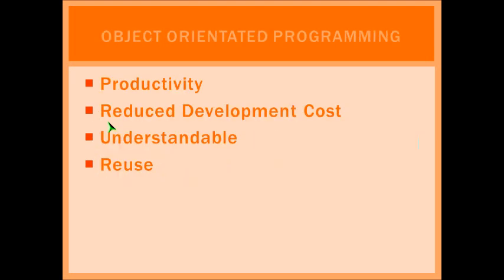Getting back to object-oriented programming. What is so good about object-oriented programming, and why are people making use of it today? First of all, object-oriented programming boosts productivity. You get to reduce development cost. It's generally easier to understand, and it's highly reusable.